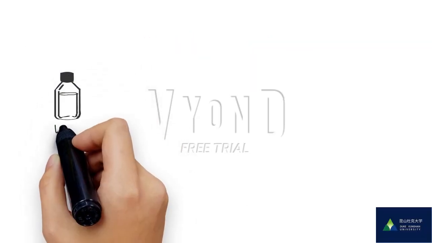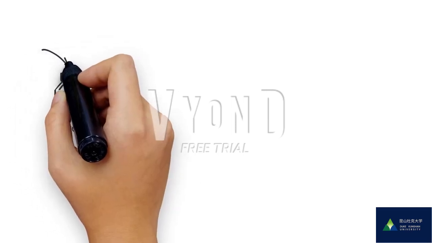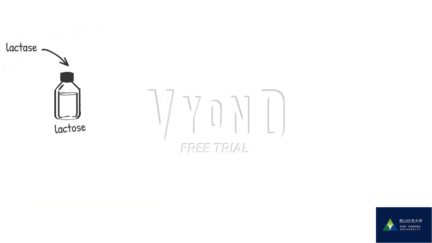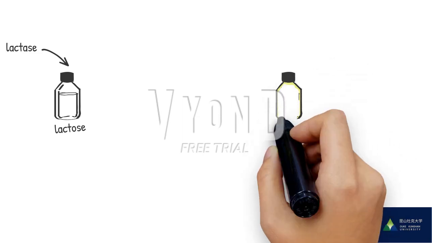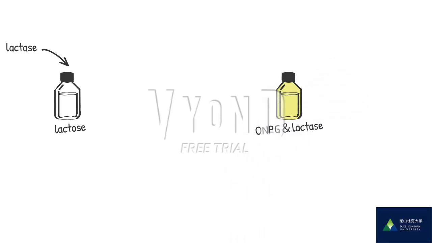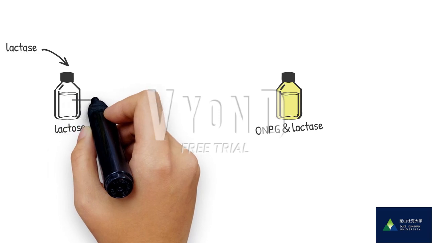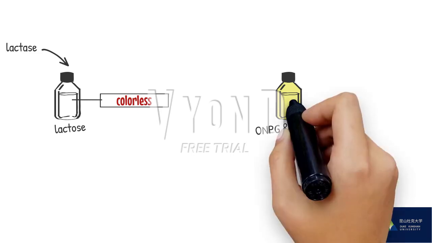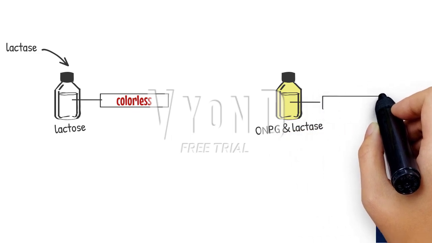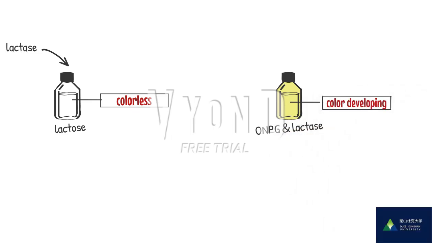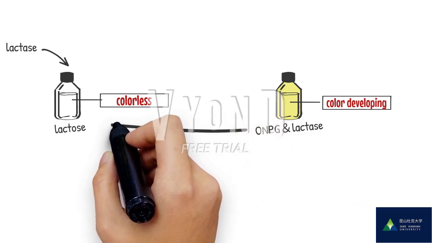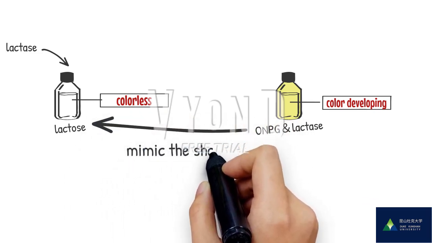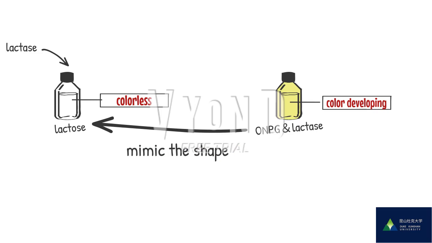However, we aren't going to use lactose as the substrate of lactase in this experiment. Instead, we use OMPG. This is because when adding lactase to lactose solution, we will find out that the solution remains colorless. This is not helpful for observation and further analysis of efficiency by measuring light absorbance. If we use OMPG as a substrate, the solution will be color developing. This could happen because OMPG mimics lactose shape, enabling it to bind to the active site of the lactase.